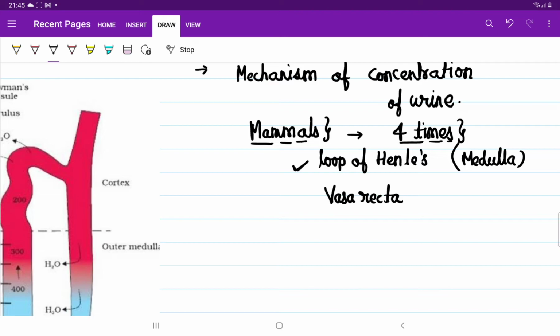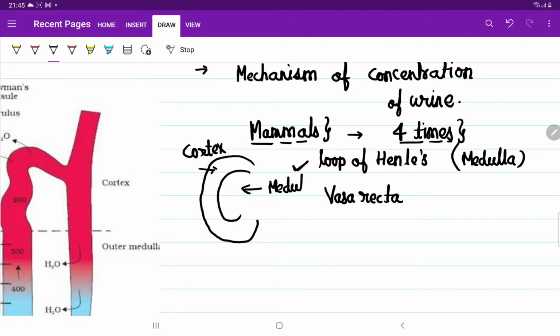Fine. We all know that the kidney has two parts. When you take a transverse section of the kidney, it has two parts, right? The outer part is called the cortex, and the inner part is called the medulla. In the cortex, whatever interstitial fluid is present, its osmolarity is 300 milliosmol per liter, and this is almost equal to the osmolarity of plasma.